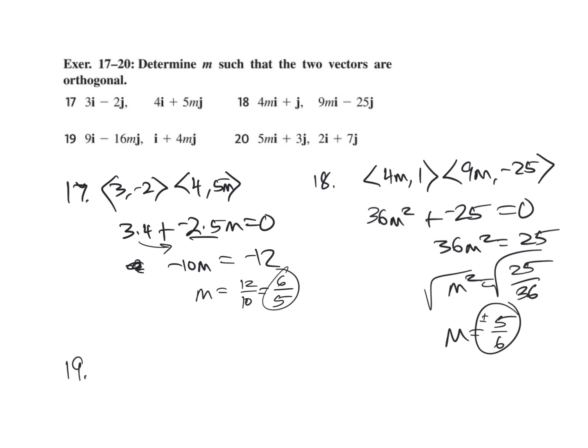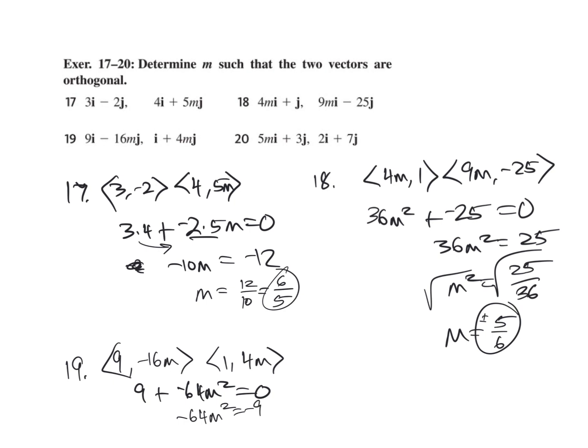All right, number 19. We have 9 and negative 16M, and then we have 1 and 4M. So the dot product is 9 plus negative 64M squared, and that has to equal 0 for them to be orthogonal. So now we solve it. Subtract 9, so you get negative 64M squared equals negative 9. Divide off the negative 64, you get positive 9 over 64, and the square root of that is 3/8, plus or minus.